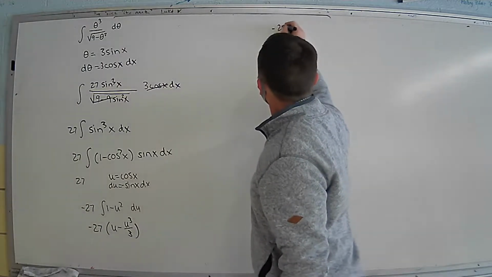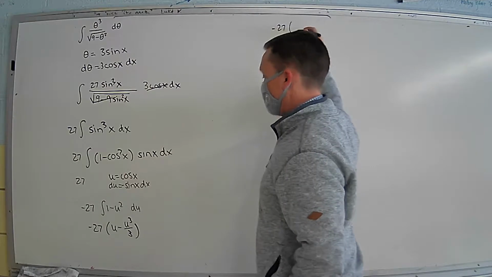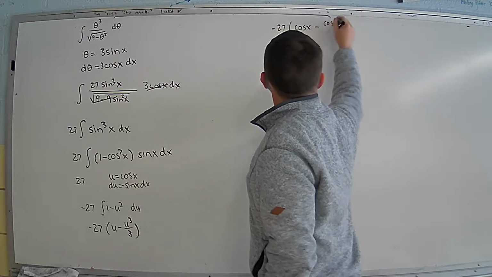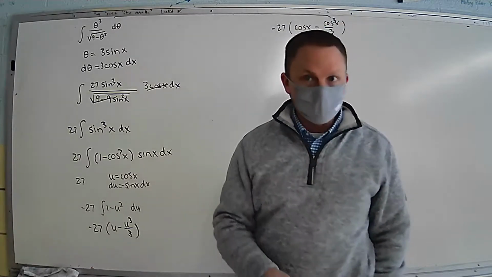So that's negative 27. Now I'll go back and resubstitute: cosine of x minus cosine cubed x over 3. And now I'll go back and put it in terms of theta. Good Lord.